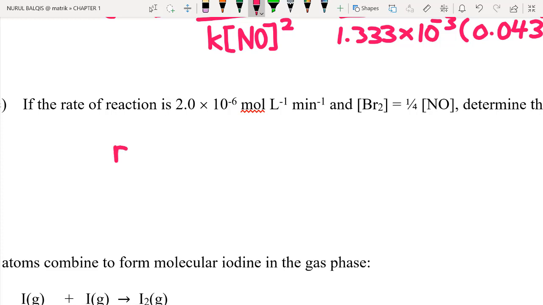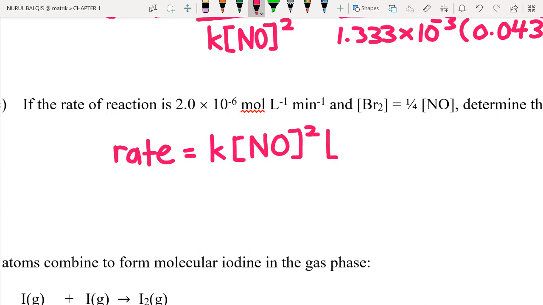So we're going to have rate equal to K NO squared. And then as for this Br2, we're going to change it to 1/4 NO. We need to replace only the Br2 with NO, not the whole thing as for NO. So we need to remain the order of fractions as only 1.